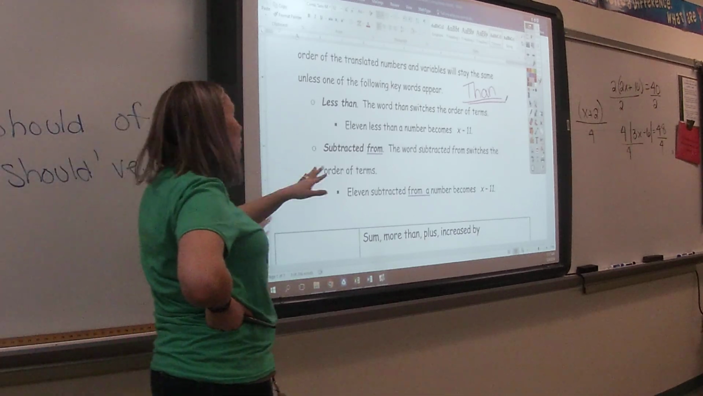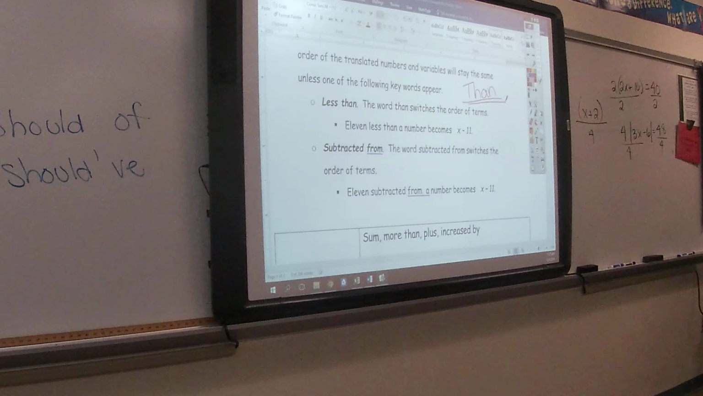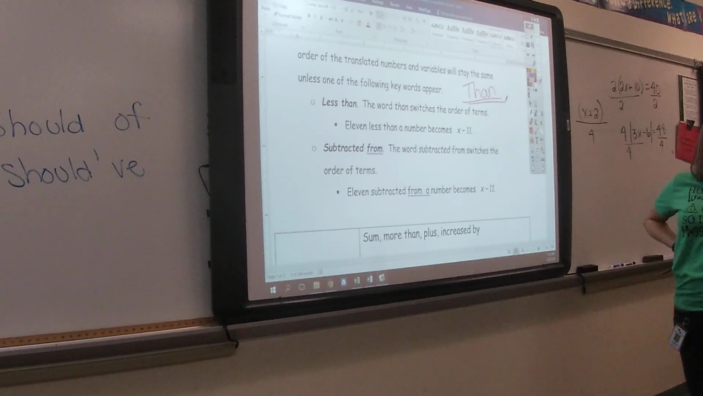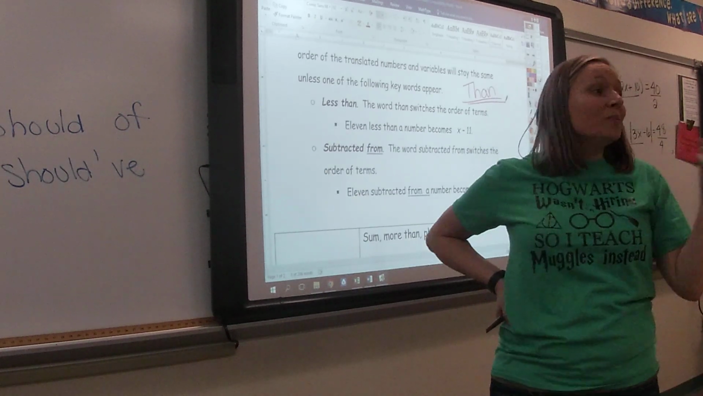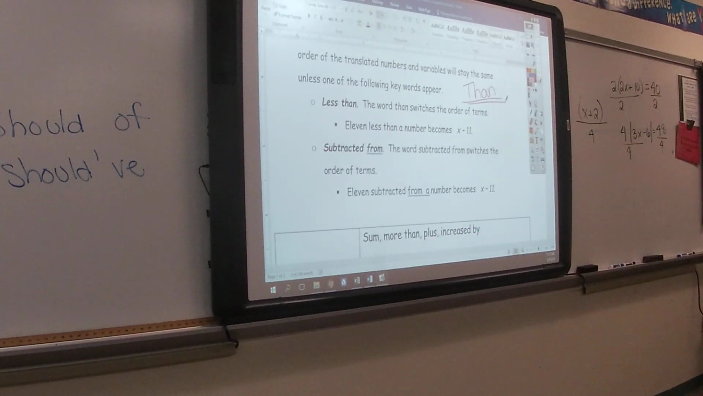Okay, less than is telling us that we change the order. Okay, there's one other one, and we also talked about this at the start of the year, and I'm always a little bit hesitant to say it. Less than, my students forget all the time, and they write it the wrong way. Subtracted from, my students do correctly without me saying anything. So then when I tell my students that you need to change the order for subtracted from, they start changing it back to the incorrect order because they were doing it correctly to start with. Okay, so subtracted from is another one.